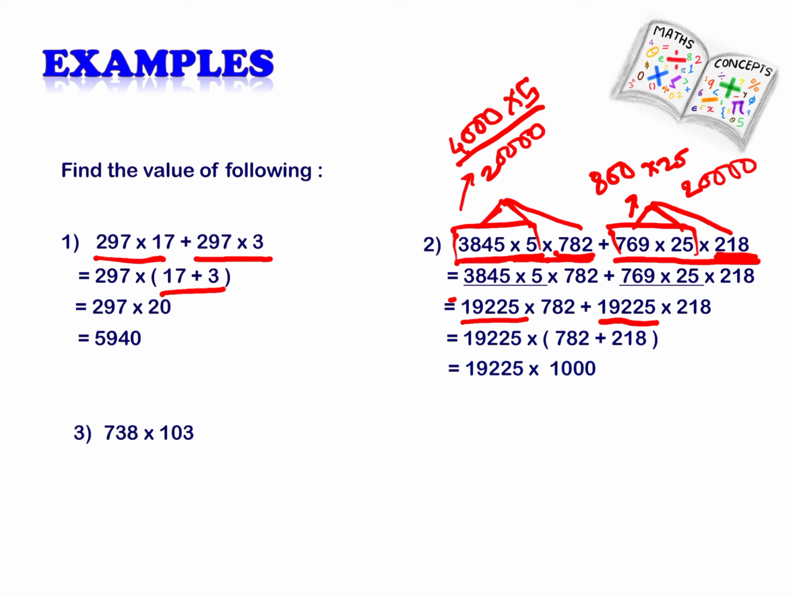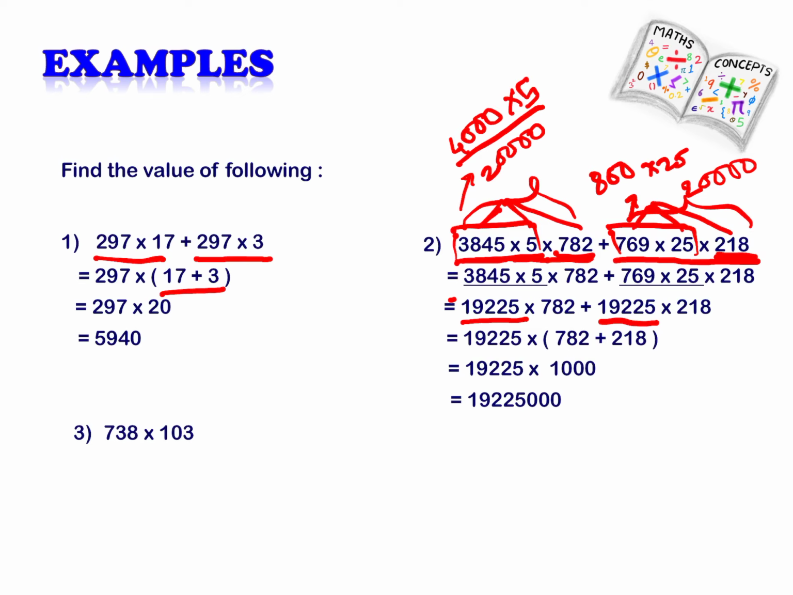19,225 into 1000, and the answer would be 1,92,25,000. Okay, so instead of doing these complex multiplications, our work became much easier because of the distributive property.